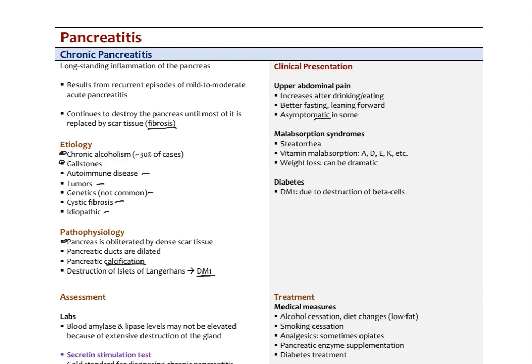But the classic would be long-term malabsorption, steatorrhea. That's from poor bile flow and then subsequent fat malabsorption. Malabsorption of fat-soluble vitamins, the A, D, E, and K. Weight loss, which can be dramatic. And then diabetes, the type 1 diabetes, and that would put a person at risk of diabetic ketoacidosis, which we'll talk about in the diabetes section.